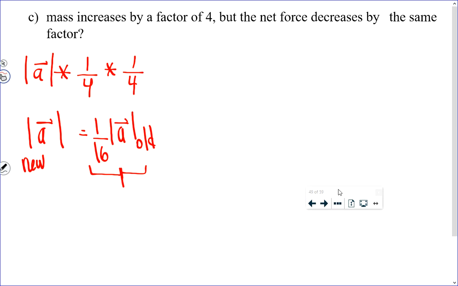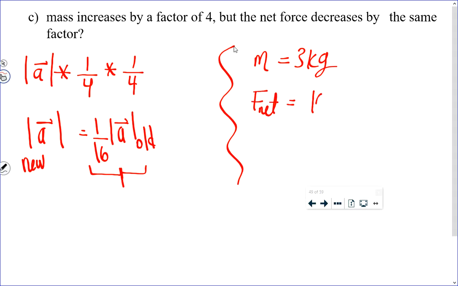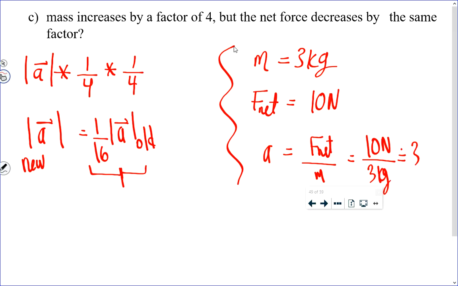Just to give you a strategy to use here, I suppose what you could do is take a mass of 3 kilograms and a net force whose magnitude is 10 newtons. I'm just pulling numbers out of the air, and calculate the acceleration by taking the net force divided by the mass, which is 10 newtons divided by 3 kilograms, which is 3.3 meters per second squared.